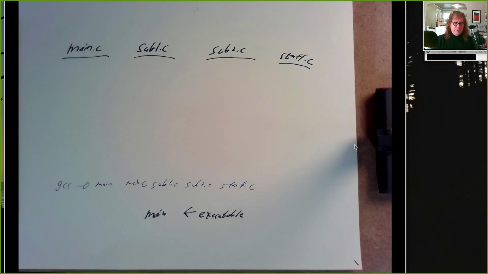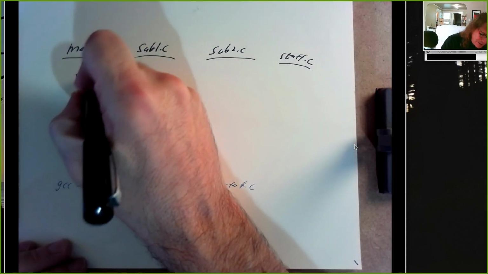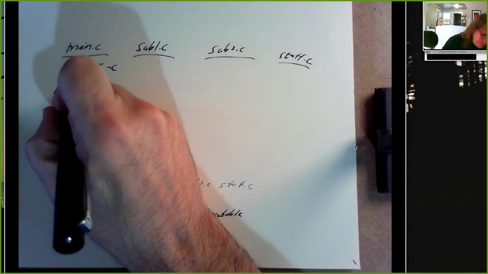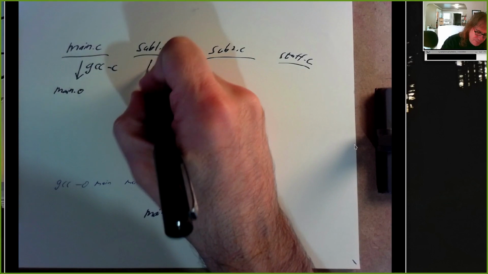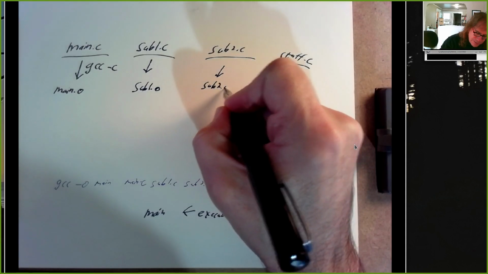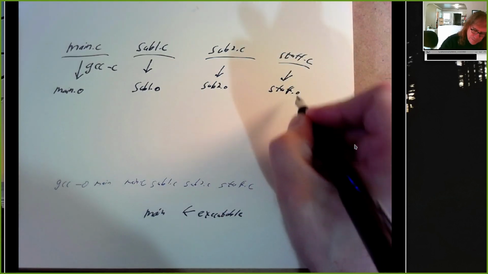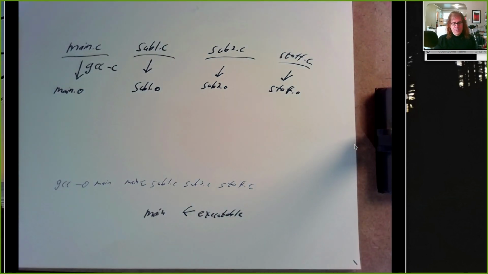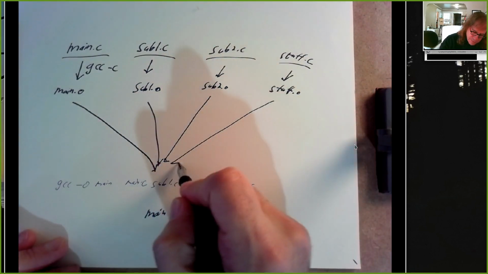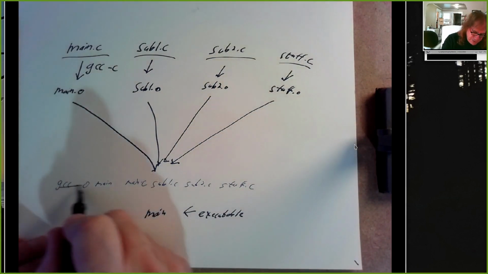But we can be much more fine-grained about how we do this. So what we could do is compile this with a -c switch. And -c says don't try to build an executable program. Build what's called an object module. This will be a file main.o. And we can do a gcc -c sub1.c and get a sub1.o. And similarly sub2.o and stuff.o. And then these four objects can get linked together into a main program.